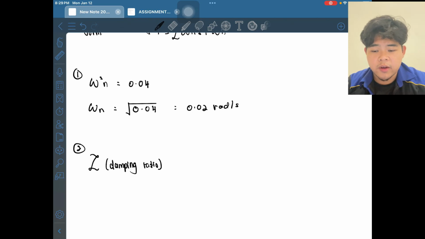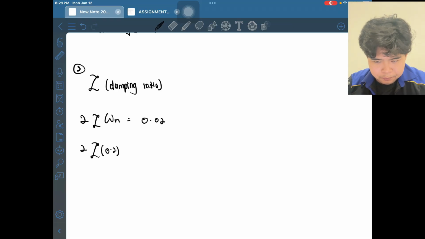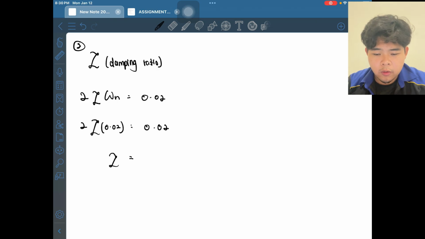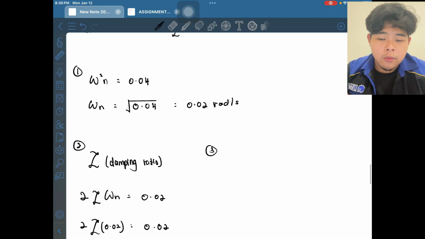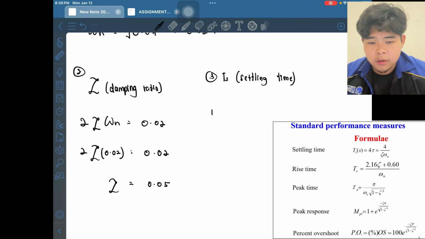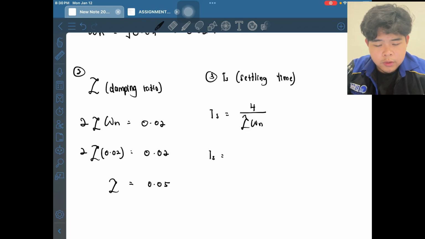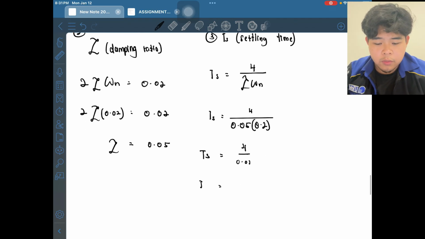So the second step is finding the damping ratio. So 2 sigma omega n equals 0.02, then our final value we will get sigma equals 0.05. So settling time: our syllabus uses a 2% criterion, which means the formula is 4 divided by sigma omega n. So do not use 3. If you use 3, you will lose marks. So ts equals 4 over sigma omega n, and then we just insert all of the values, and we will get the value of 400 seconds.